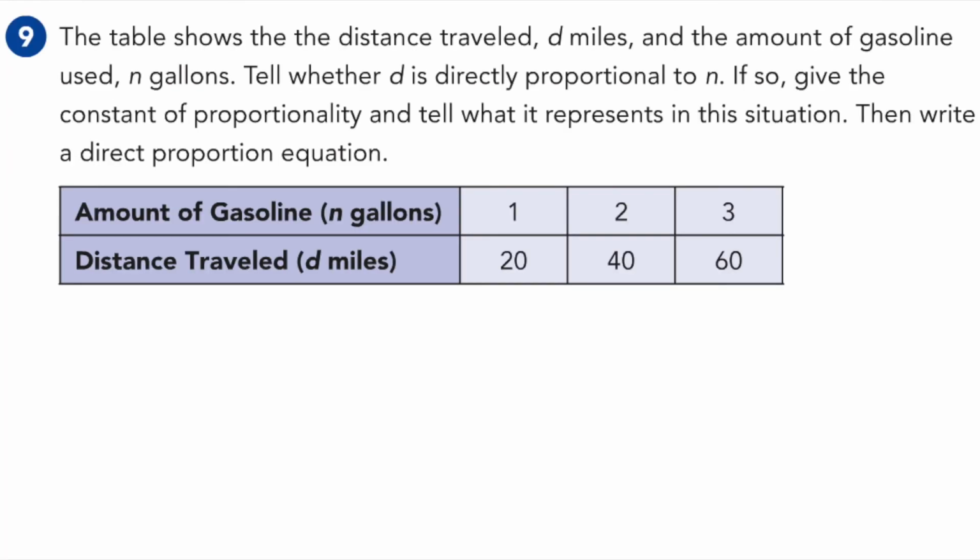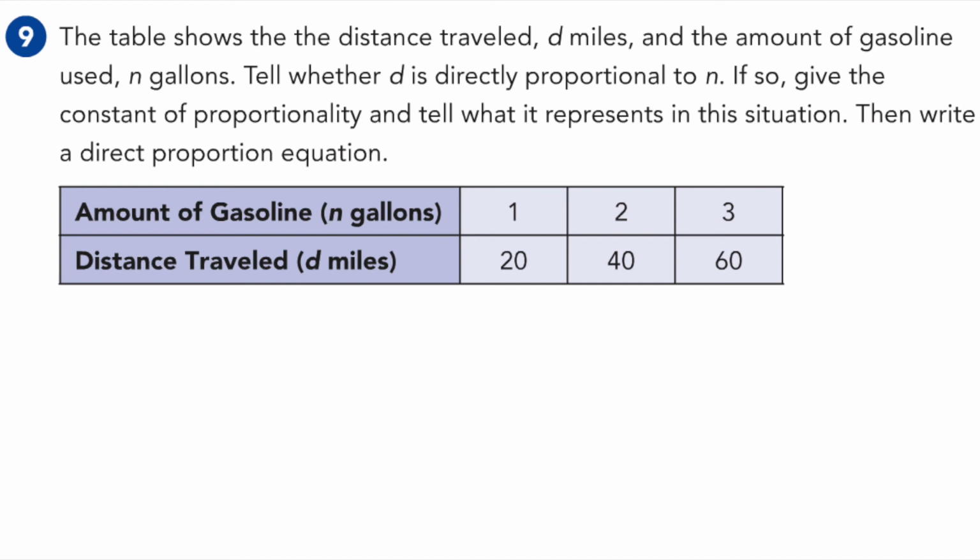The last problem that we're going to look at is going to be a word problem. This problem here has a table that shows us the distance traveled, which is d miles, and the amount of gasoline used, which is represented as n gallons. It says to tell whether d is directly proportional to n. If so, give the constant of proportionality and tell what it represents in this situation. Then write a direct proportion equation.